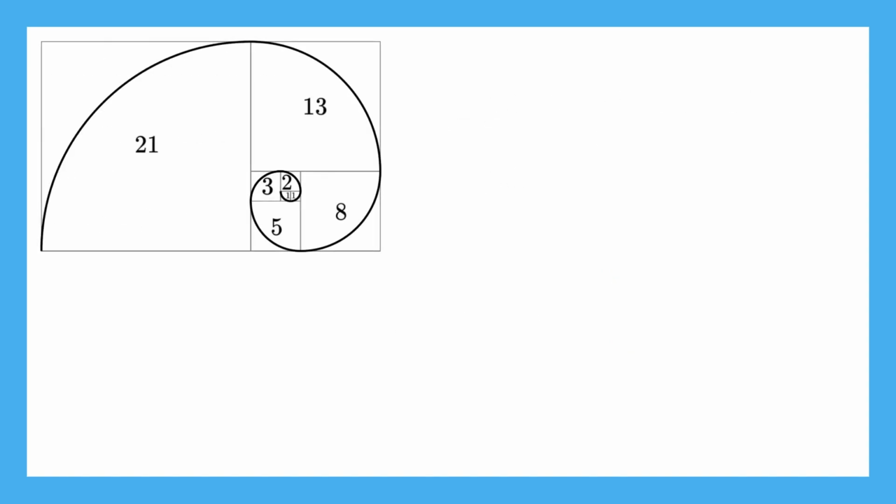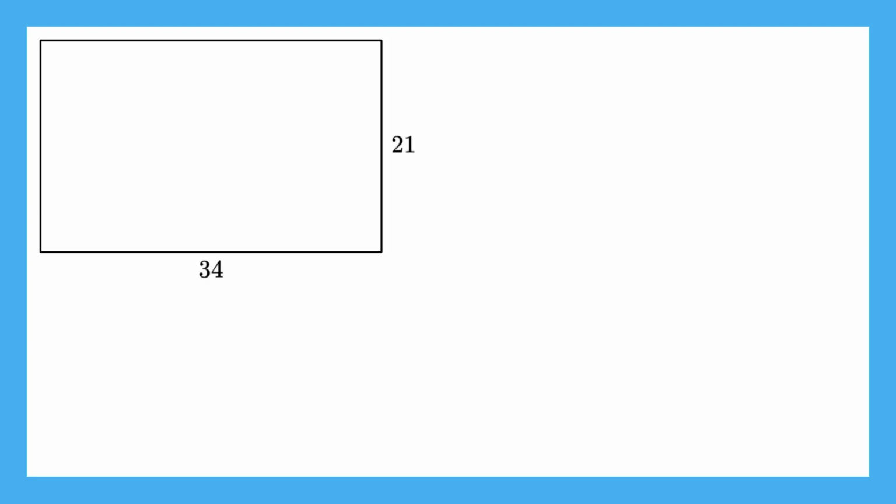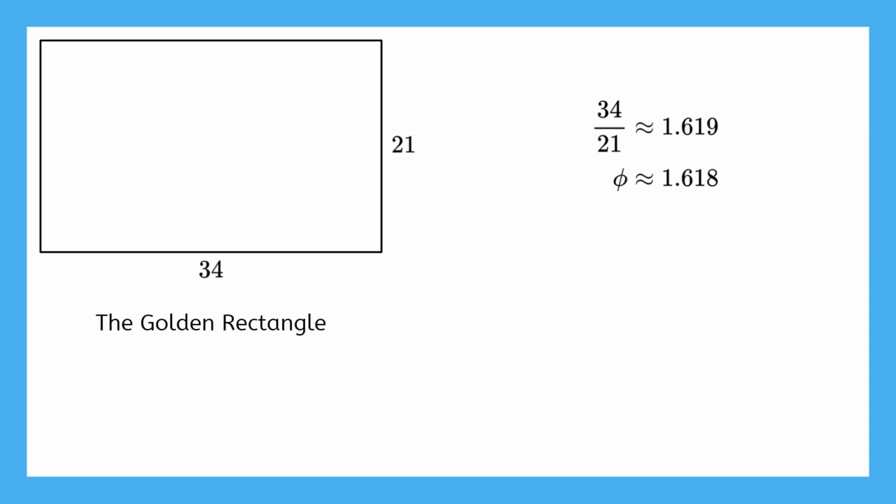Let's take a look at the spiral again, but now we're going to look specifically at the last rectangle. Do you like this rectangle? I know, that's a weird question, but seriously, do you like it? Here's some other rectangles for comparison. Remember, this rectangle had dimensions 34 by 21, and this ratio was about 1.619, almost phi. This is often called the golden rectangle.